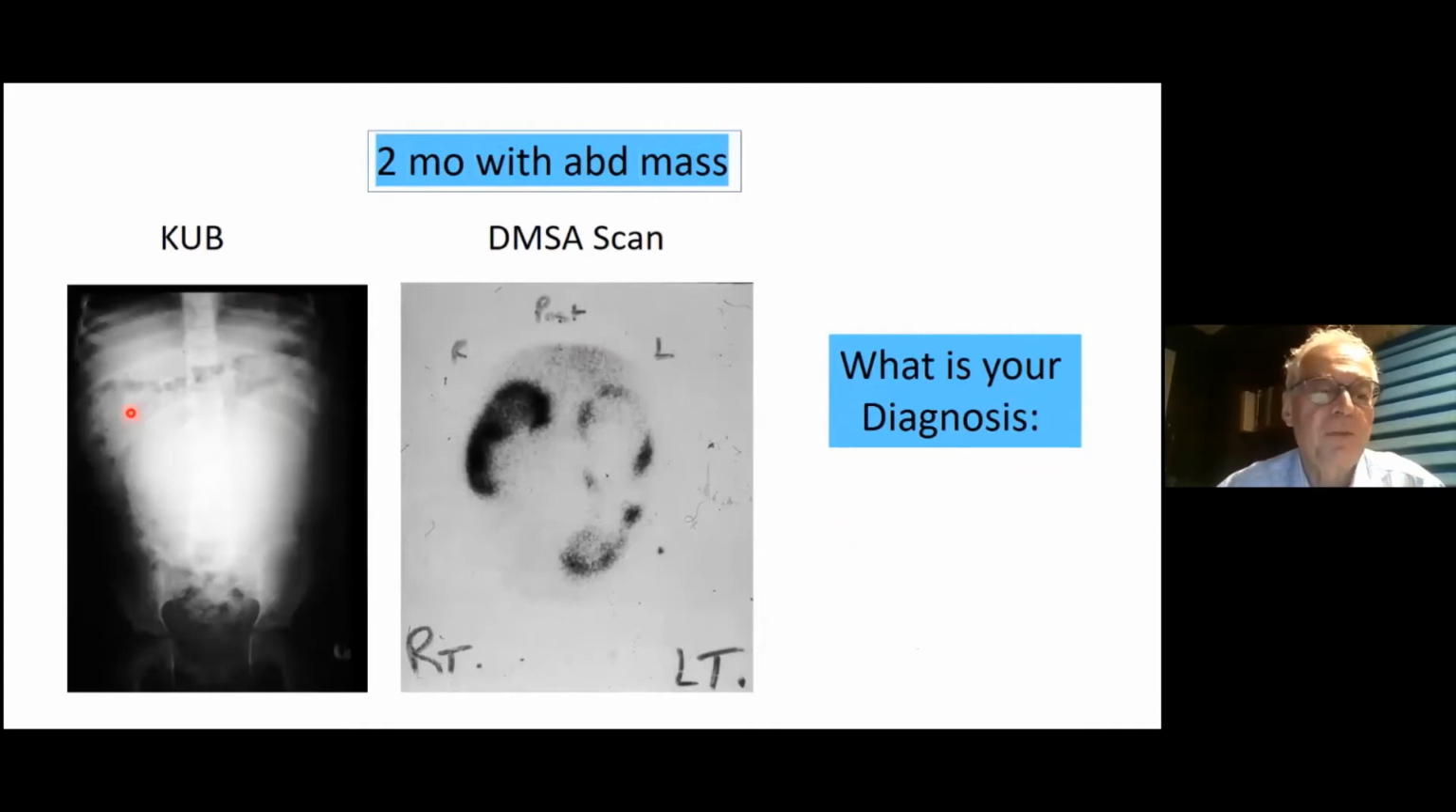Just type it into the chat box. This is the plain film of the abdomen. This is the DMSA scan, very early DMSA. Tell me what you think this child has. Any kind of wild guess, even. Wilms is possible. What other things? Okay, you guys are a quiet group tonight. This is not going to go well if I have to tell you all the answers.